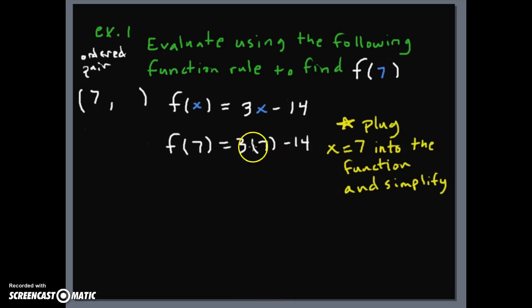Now we're just doing order of operations to simplify. Multiplication comes before subtraction. 3 times 7 is 21, minus 14. 21 minus 14 is 7. So we can say that f of 7 equals 7, where 7 is our input, and coincidentally 7 happens to be our output, and our ordered pair is (7, 7).